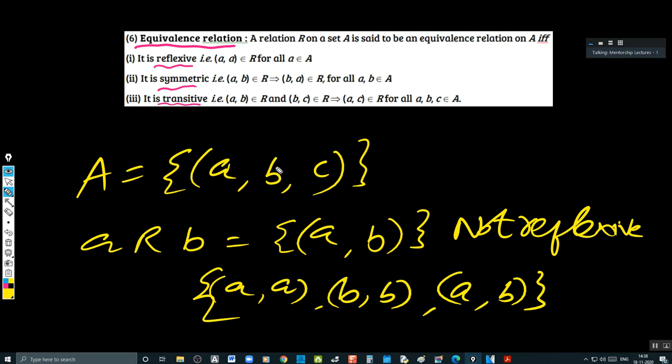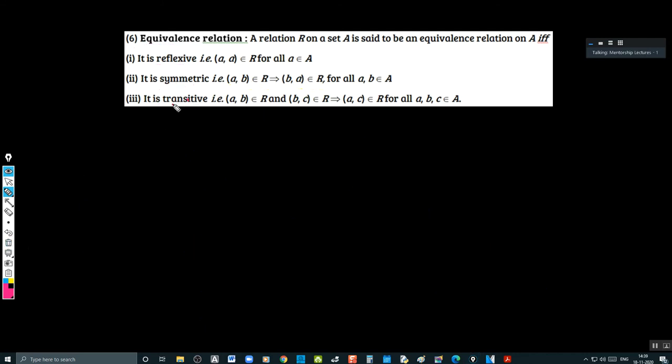Next, symmetric. Symmetric means (a, b) belongs to R and (b, a) also belongs to R, then it is said to be symmetric. The second element becomes the first and the first becomes the second. Transitive, in the name itself we have the meaning of it. (a, b) belongs to R and (b, c) belongs to R, then (a, c) also belongs to R. If all these three are satisfied, then we call it an equivalence relation, please.